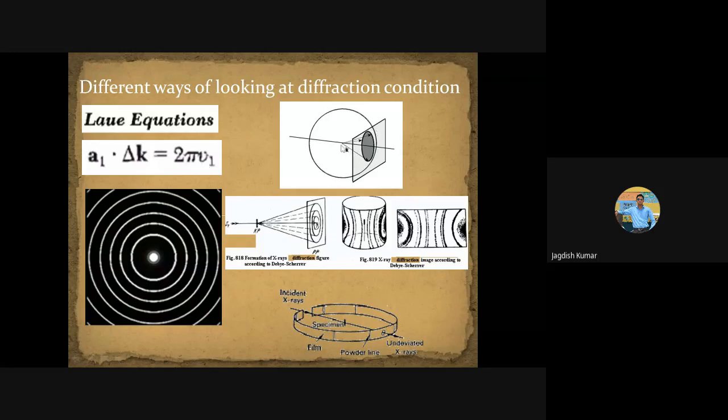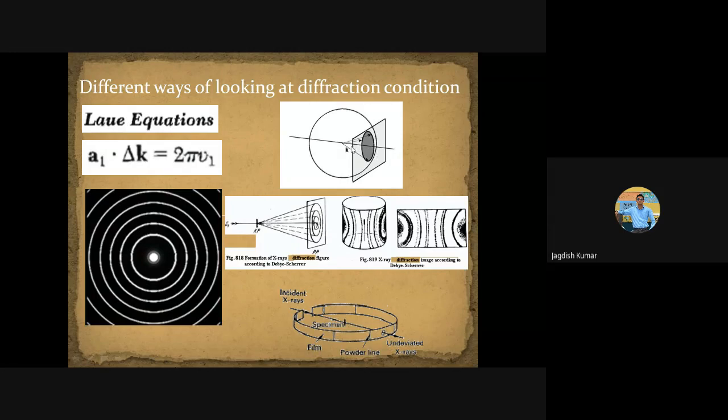Now, how many possibilities are there? Let us assume this represents a reference direction, say the a1 vector. Then all the values of delta k which are at an angle theta will satisfy this equation, correct? And how many possibilities are there? You can take almost infinite options for delta k. All those delta k's which lie on the surface of a cone make an angle theta with respect to the reference direction.